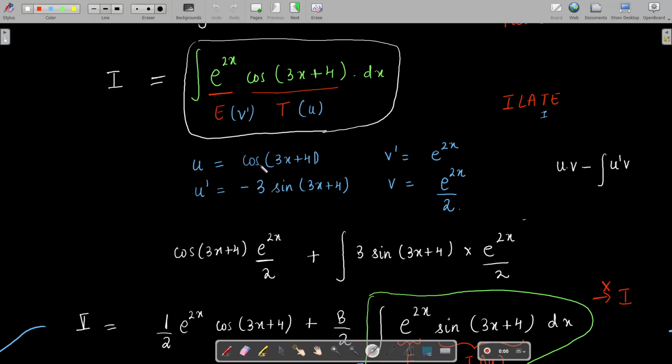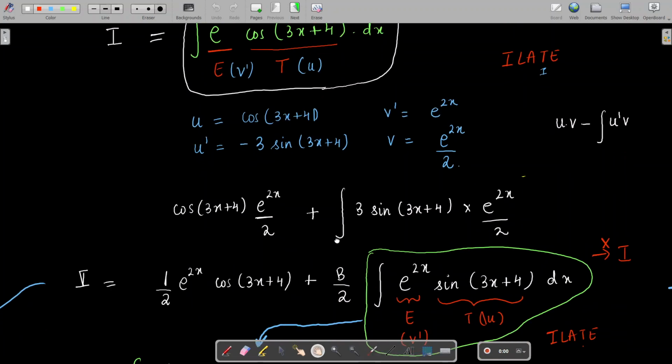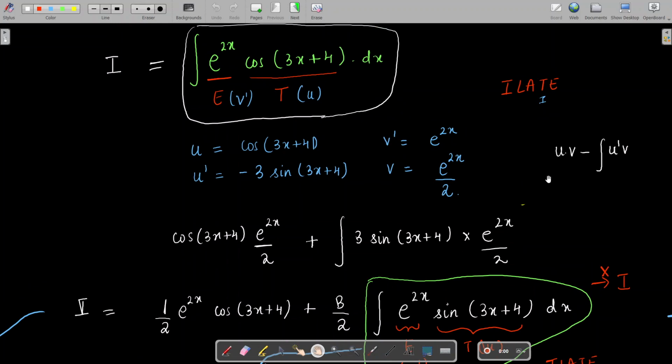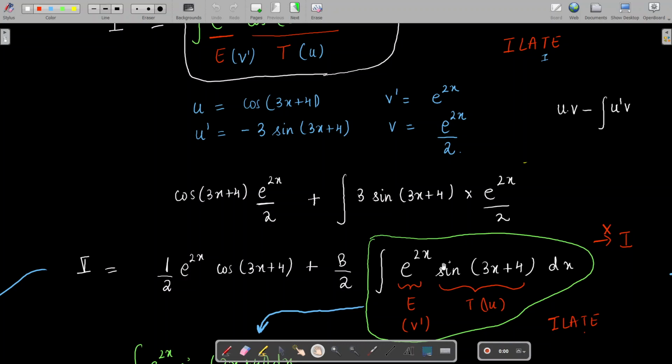So u is cosine of 3x plus 4, so u prime will be negative 3 times sine of 3x plus 4. And my v prime is e to the power 2x, so its antiderivative will be e raised to 2x divided by 2. Then we will substitute all of these values in the formula of by parts. We will get this.